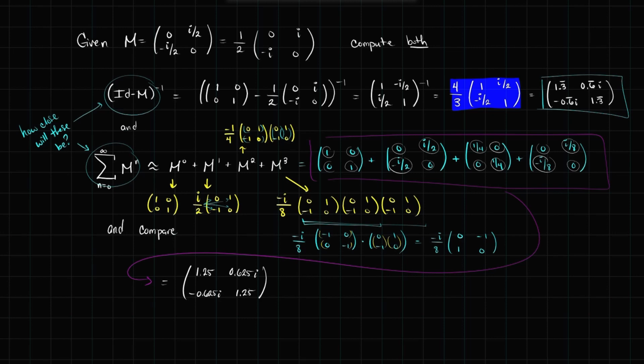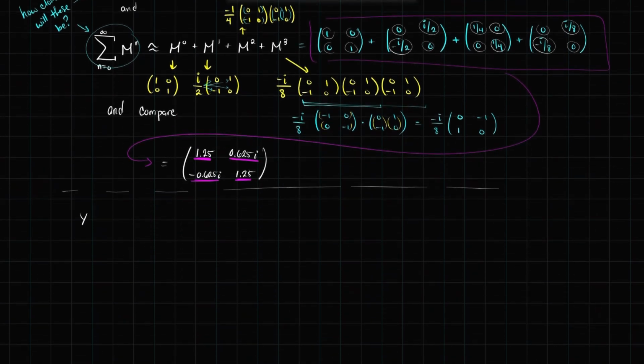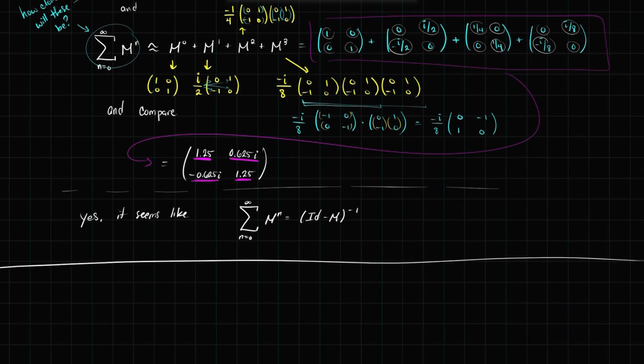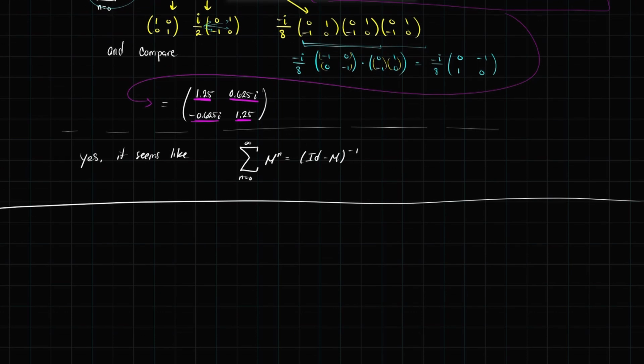And so you can see, yeah, these are getting pretty darn close, because 1.25 is pretty darn close to 1.3. 0.625 is pretty darn close to 0.6. Negative 0.625 is pretty darn close to negative 0.6, and 1.25 is pretty close to 1.3. And so it's probably not too hard to believe that, yes, this sum with M to the nth power does converge to the identity minus M inverse. And there are some conditions that you technically have to add to make that a true statement, just like in the number case, you need to let a norm be less than 1. We haven't really developed a norm of a matrix here, but you can imagine it's like a norm of a vector space, because matrix spaces are vector spaces.